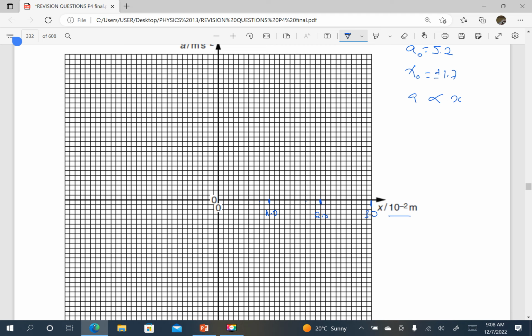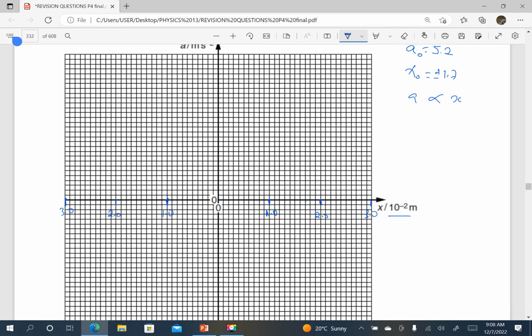I'll do the same this side. 1, 2, 3, 4, 5, 6, 7, 8, 9, 10. So this is 1.0. That is 2.0, and it means this is going to be 3.0. So that is my scale on the x-axis.